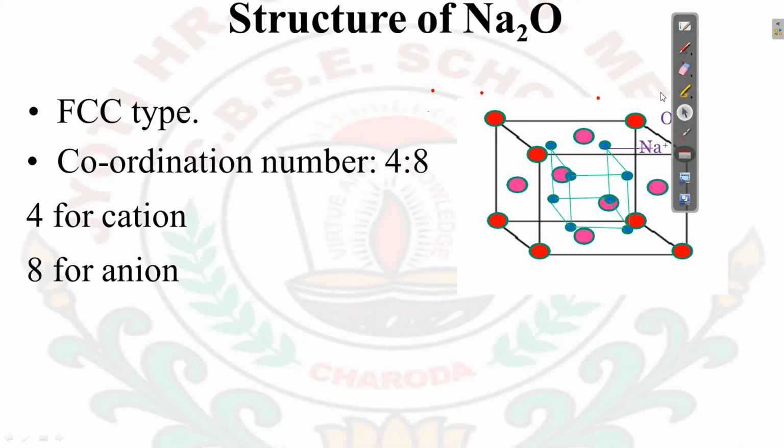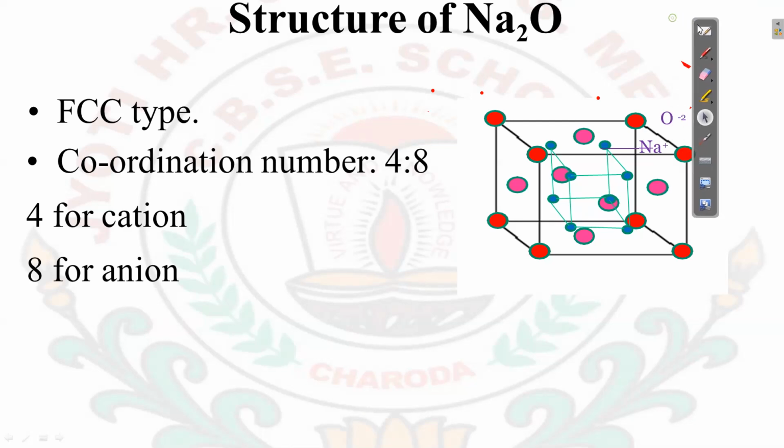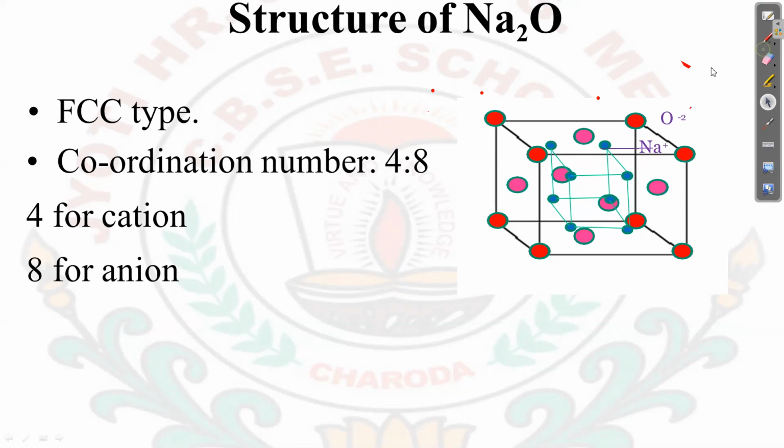Next is Na2O. In Na2O, you can see Na+ contributing at the middle, and O2- contributing at the four corners and the faces. How many cations are there? Only 4 cations. And how many anions? 8 anions. So the ratio becomes 4 is to 8, and it is a face-centered cubic type.